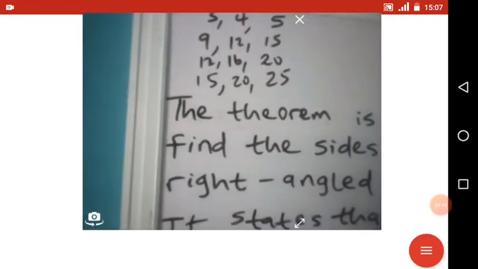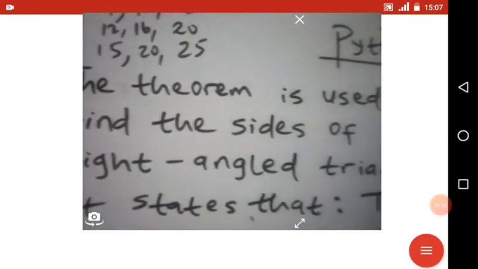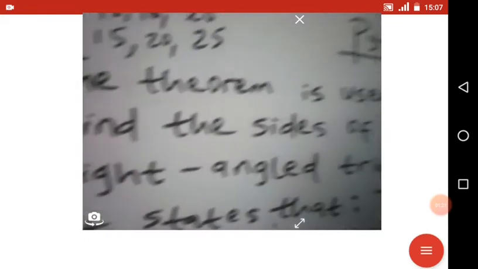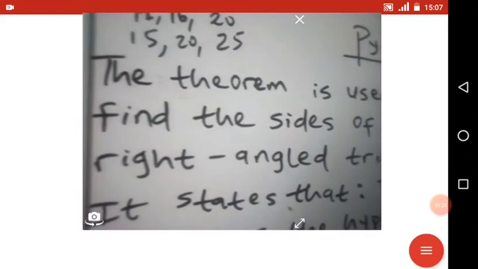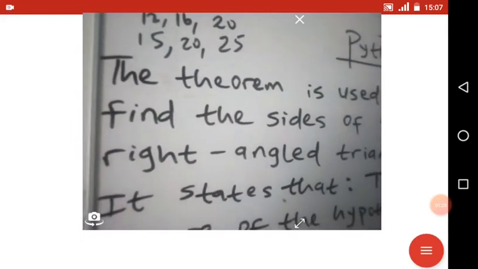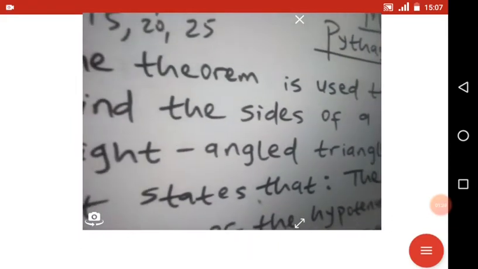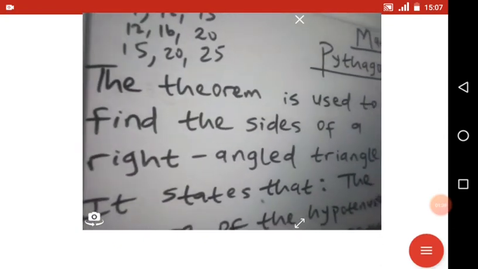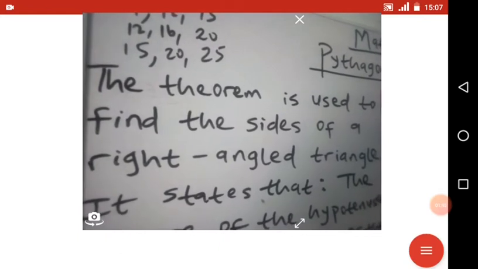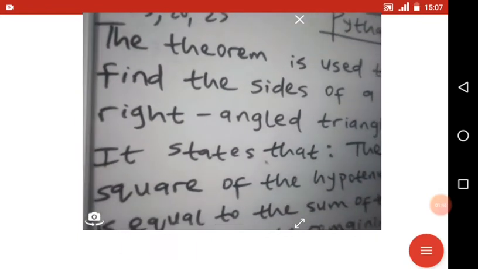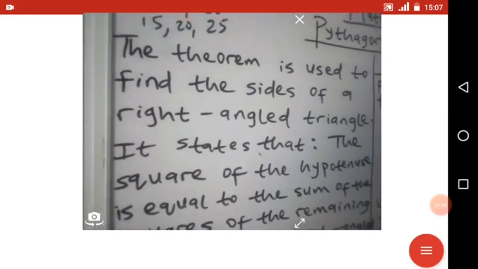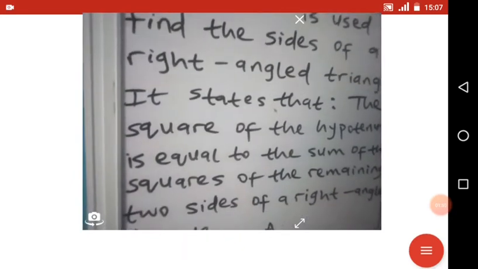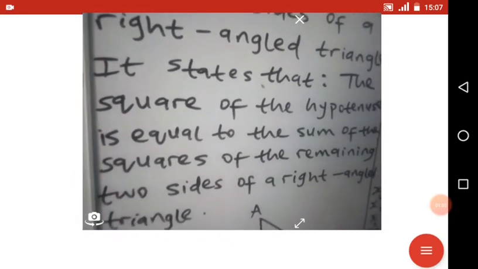Pythagoras theorem is used to find the sides of a right-angled triangle. Please take note of it. We only use it to find the sides of a right-angled triangle. That means we cannot use it for any other shape, unless a right-angled triangle is fixed inside the shape. And the theorem states that the square of the hypotenuse is equal to the sum of the squares of the remaining two sides of a right-angled triangle.